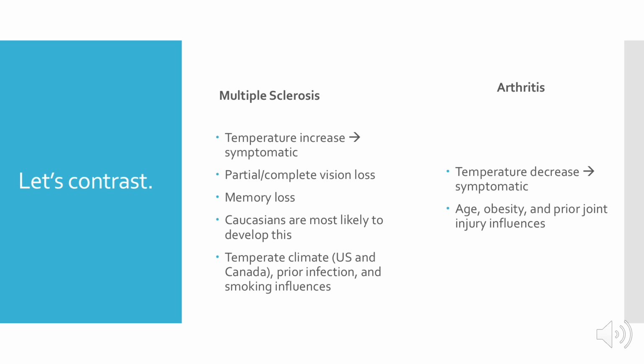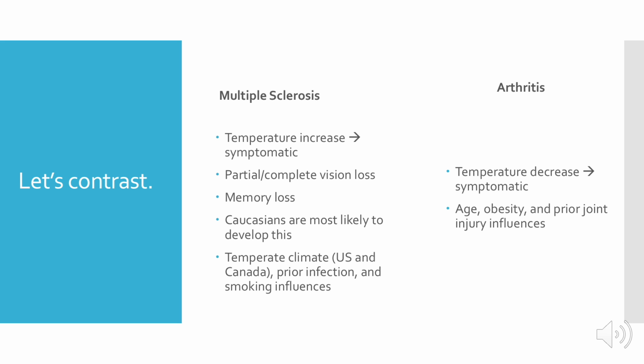So on the other hand, let's contrast. MS and arthritis tend to accumulate pain in different weather conditions, which is quite interesting. MS patients typically feel more symptomatic with temperatures that increase, while on the other hand, symptoms occur more with arthritic patients when weather and temperature overall decreases. Also, MS attacks nerve cells in the central nervous system, which affects one's ability to remember, actually, and to see. So that's why we have vision loss on the left side.